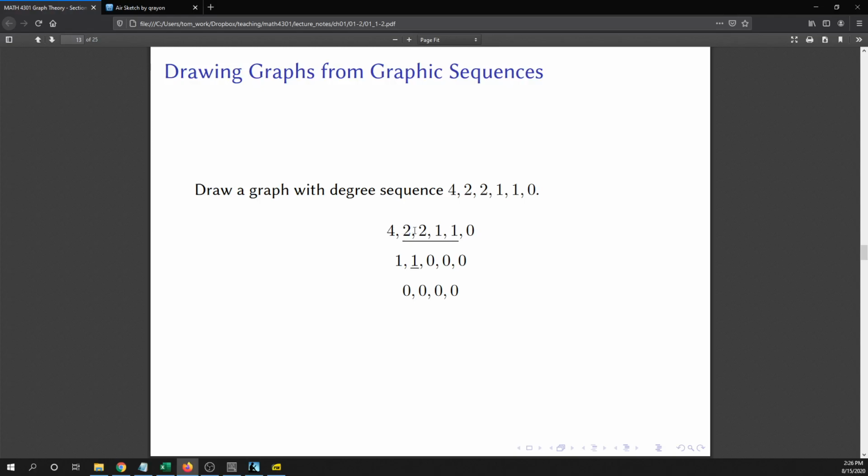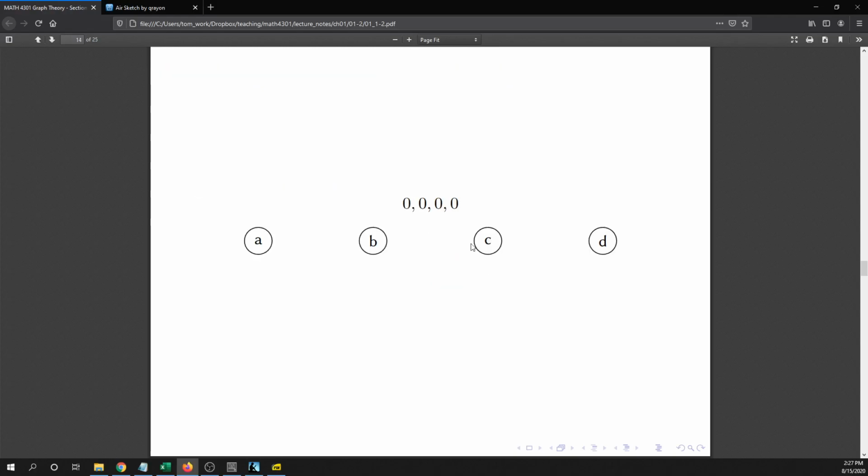Our S is 4, right? So I'd subtract 1 from these 4. That gives me a 1, a 1, a 0, and a 0. And then I have my S is 1, so subtract 1 from here and pop that off. This gives me the 4 zeros, which we already know is graphic, right? That's a graphic sequence. All right, so you would start here at the bottom if you're reconstructing this. So draw a graph that has this degree sequence, and so it's just 4 isolated vertices.